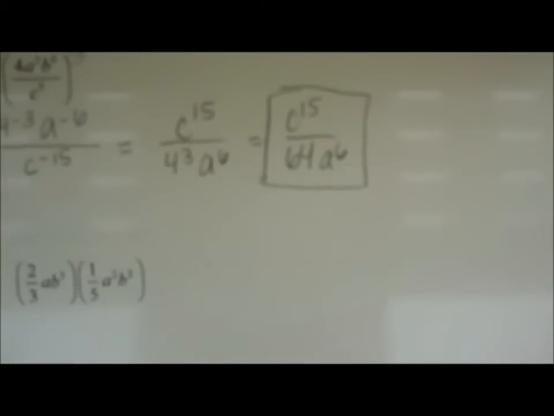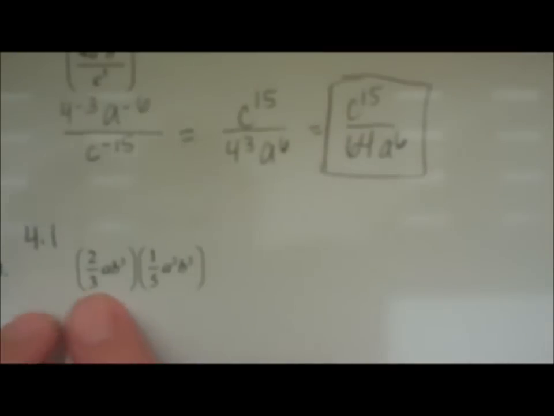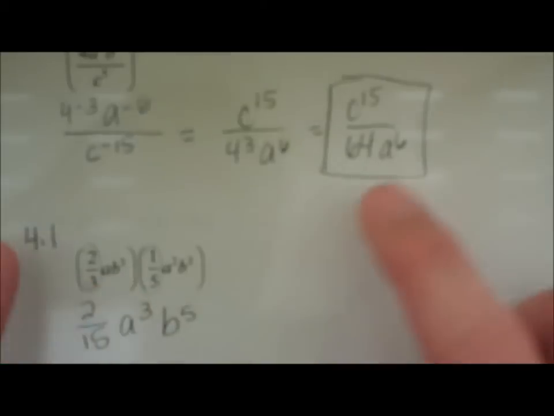Number 20, this is 4.1. All we're doing is just multiplying. 2 thirds times 1/5, multiply across. That gives us 2 over 15. A times a squared gives us a cubed. Remember, you add the exponents. And b cubed times b squared. Add the exponents. That's b to the 5th. Remember, you add the exponents. It's only when it's outside the parentheses that you multiply.